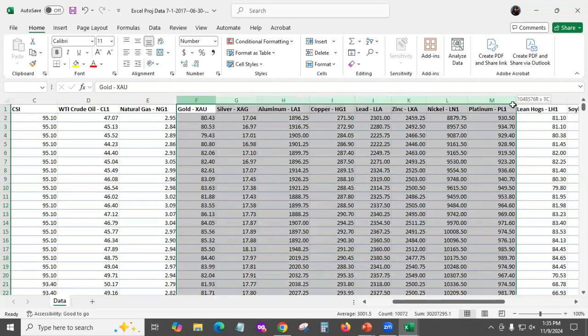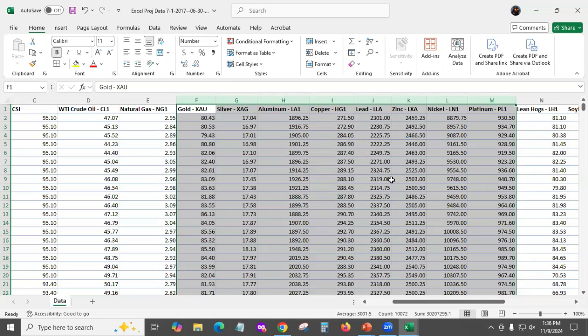The next few columns are your precious metals and metals: gold, silver, aluminum, copper, lead, zinc, nickel, and platinum. Gold, silver, and platinum can also be used as a form of currency. Folks usually buy a lot of gold and silver and platinum if they are wary of the stock market. If they want some stability, they move their money into these positions.